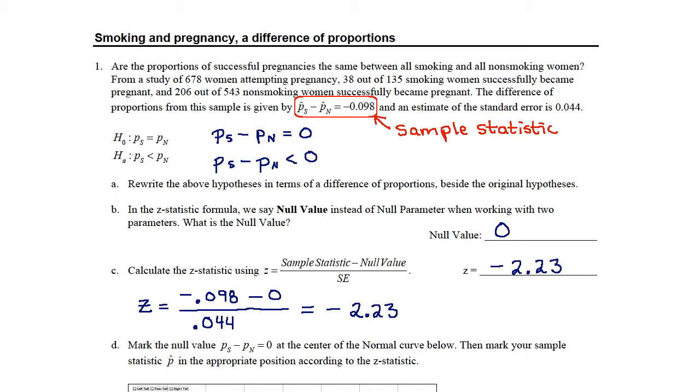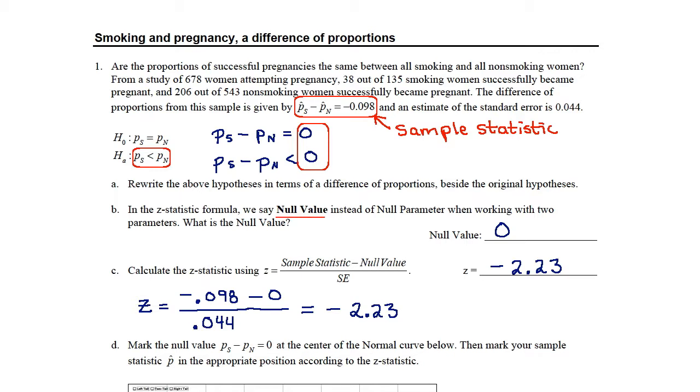Going through our first few steps, the first thing we want to do is rewrite these hypotheses in terms of a difference of proportions so that we can more clearly see what that null value is. The null value is always a number. When our hypotheses are written as PS is less than PN and PS is equal to PN, there isn't a number there really. If we write it as a difference of proportions and compare it to a number, that number is 0, which is how we get our null value.